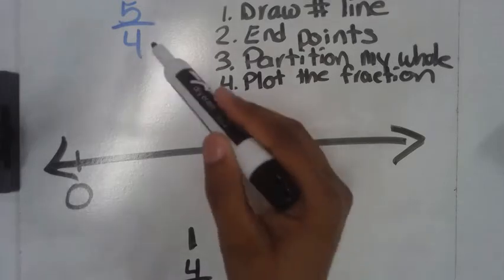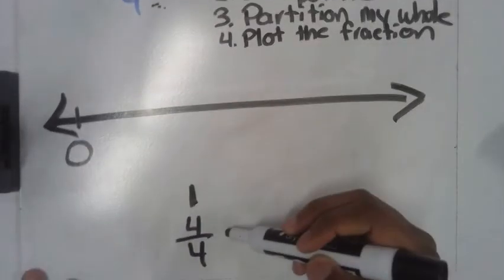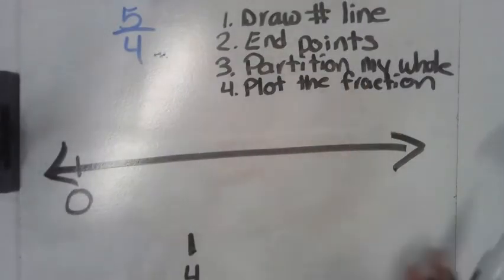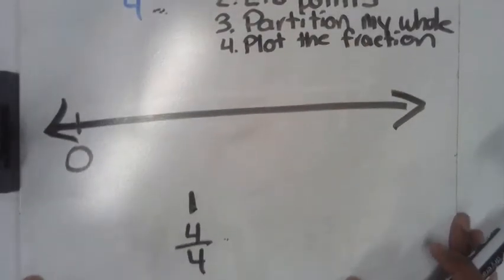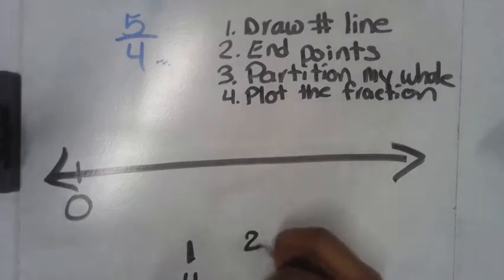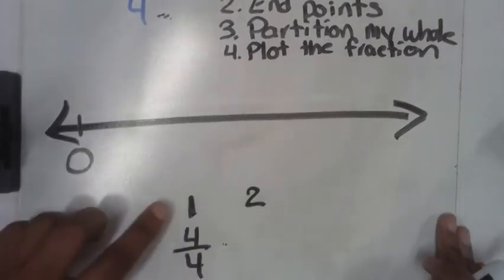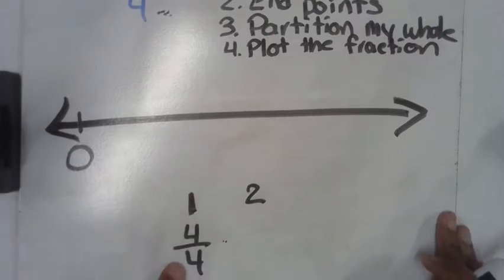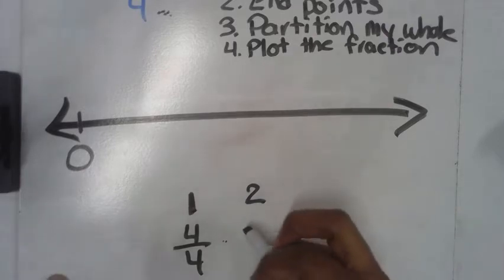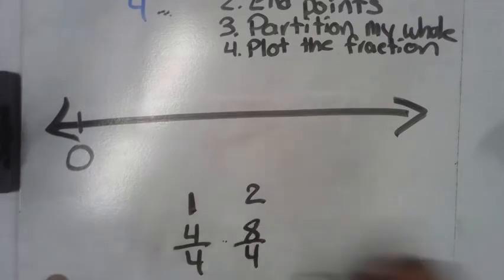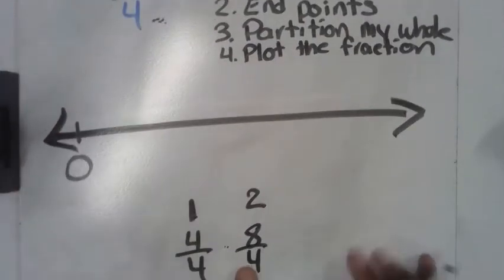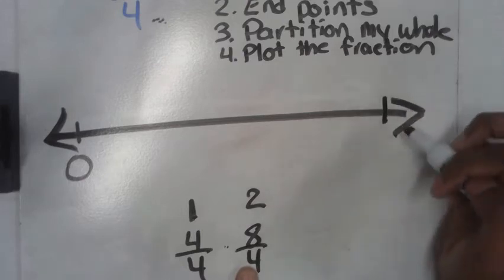All right, remember we need the fraction to be less than our endpoint. So we can't end at 1 because 5/4 is not less than 4/4. So let's see what 2 would be. I know that 1 and 1 make 2, so that means that 4/4 plus 4/4 has to be 2 wholes. And I know that 4/4 plus 4/4 is 8/4. Well, 5/4 is less than 8/4, so I'm going to end with, you guessed it, 2.